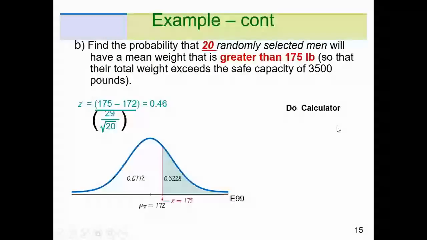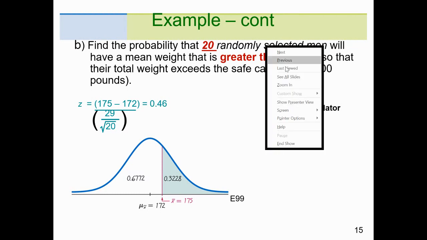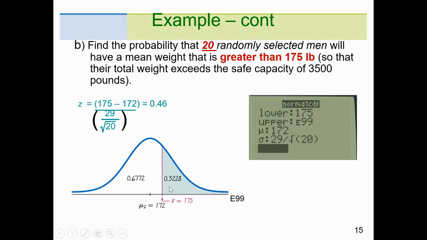Let's do the calculator. The calculator would draw my curve. I wouldn't have these two numbers, I would have these two. I could label that E99. Let's let the calculator do everything. All right, so my low value is right here. I'm going all the way out to E99.